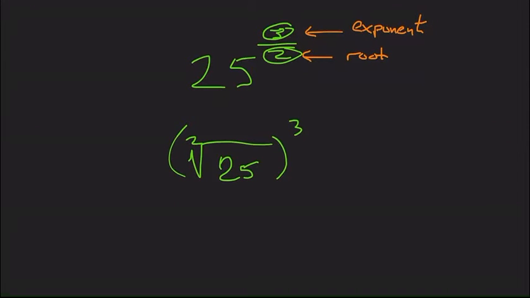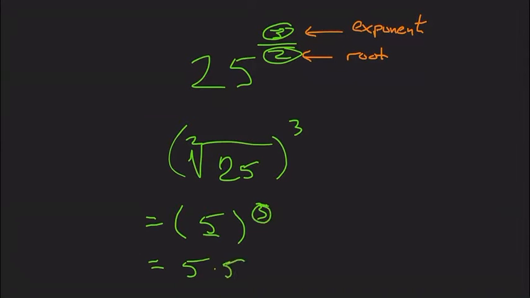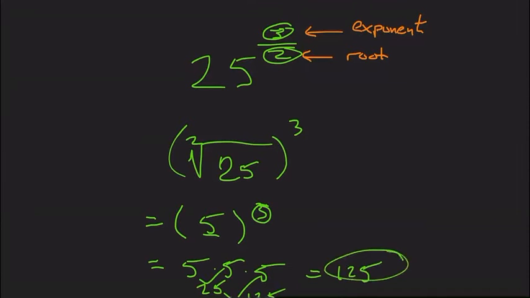That's all it is. So square root of 25 would be 5. And 5 cubed is saying multiply 5 3 times. That's 5 times 5 times 5, which would be, let's see, 5 times 5 is 25, times another 5 is 125. So our answer here is 125.